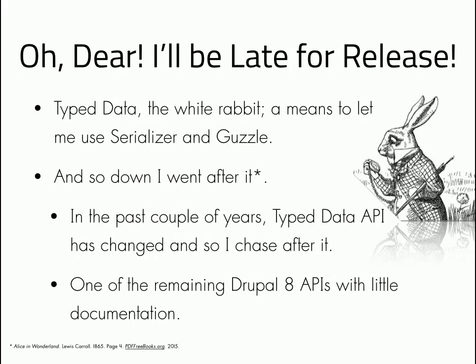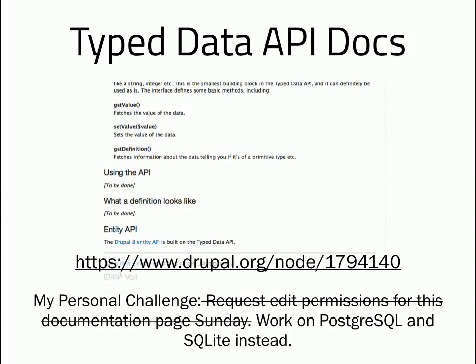One of the problems, firstly, and this is still the case today, is that there's very little documentation about type data. The page for the type data API is here. As you can see, a lot of it has TBD. I mean, unless someone's edited this page in the last 2 days, this is what it looks like.